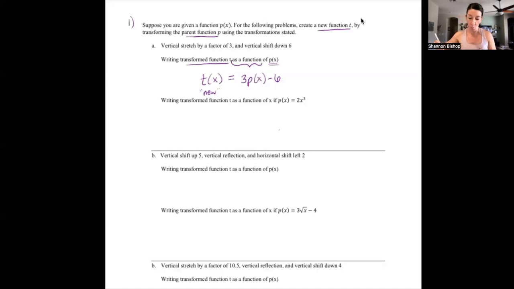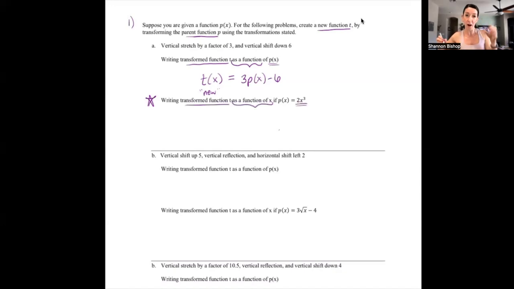Well, for the alternative way of writing it, the other set of instructions for this is still creating a transformed function whose name is t, but this time it says as a function of x. And by the way, this creature named p, it turns out he's been a cubic this whole time. We didn't know that before, but we know that now.